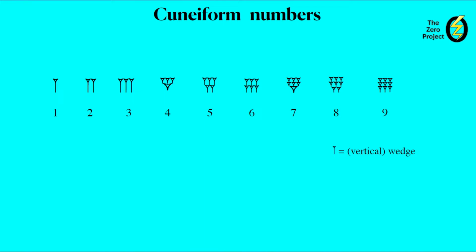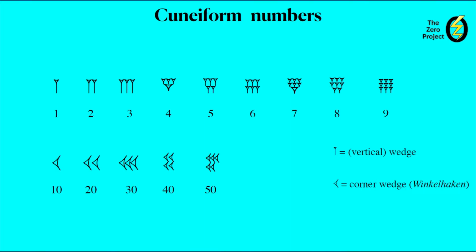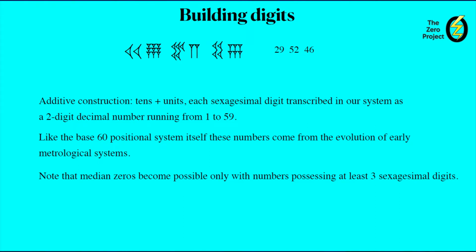The numbers from 1 to 9 were written by essentially an additive form of these vertical wedges. The tens, from 10 to 50, were written by using the corner wedge, or Winkelhaken as our German colleagues call it, and which is often used in non-German speaking discussions as well. And the way that they're put together is this way. That is, I've written here 29, 52, 46, so that you have 2 tens, 9 ones, 5 tens, 2 ones, 4 tens, 6 ones. It's an additive construction using tens and units, and I've transcribed it as is normally done by using 2-digit decimal numbers running from 1 to 59, leaving 0 aside for the moment.